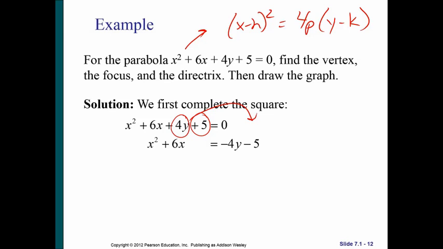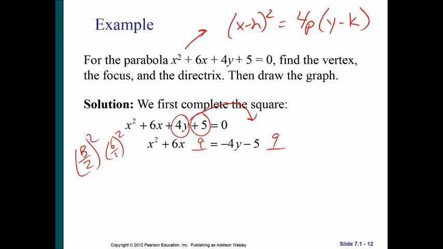Subtract 4y, subtract 5. And now we have a blank here and a blank there. What goes in the blank? Remember, it's b divided by 2 squared. That's what went in the blank when we were running complete the square. So we're going to take the 6, divide it by 2, and square it. 6 divided by 2 is 3, 3 squared is 9, so we're going to add a 9 to both sides.